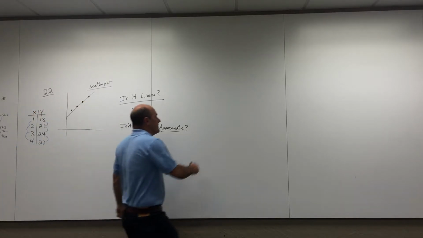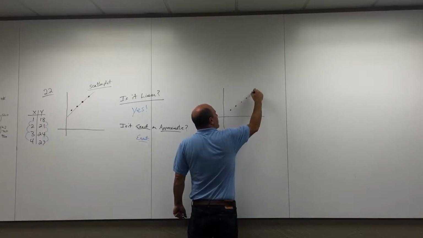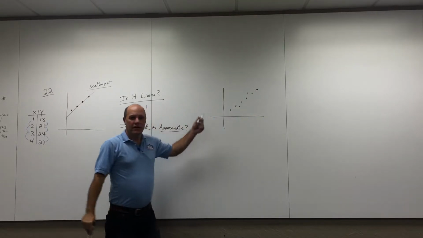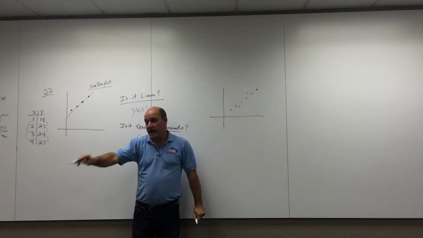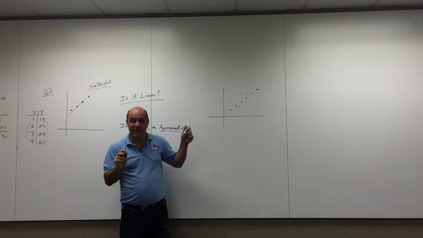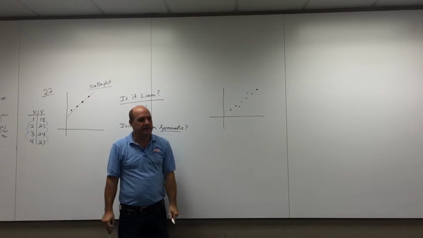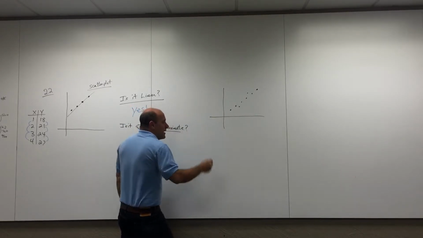Now, here's another one. This is linear, but just quickly, you would say, that's linear. I mean, it is linear. You'd call that linear, but is it exact? No, there's a couple pieces of data that are a little off, right? So that would be an approximate set of data. But I'd call it linear.